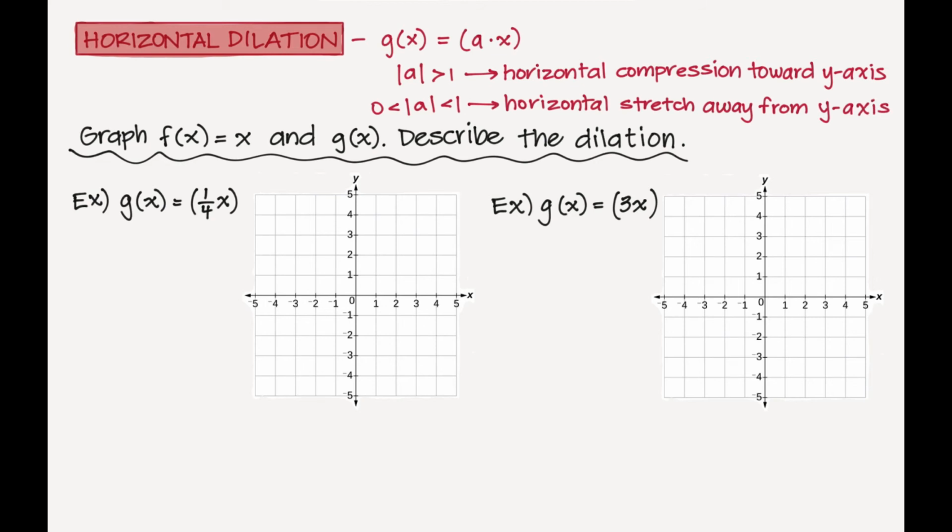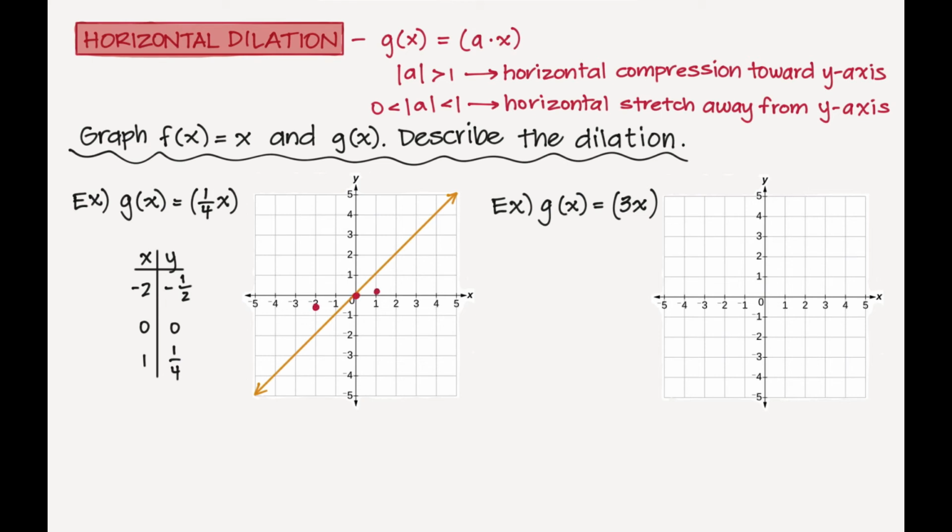Okay? So, the first example, we're going to go ahead and plot the parent function, and then we're going to choose those same values for my x's of -2, 0, and 1, and a fourth of -2 is -1/2, a fourth of 0 is 0, and a fourth of 1 is 1/4.